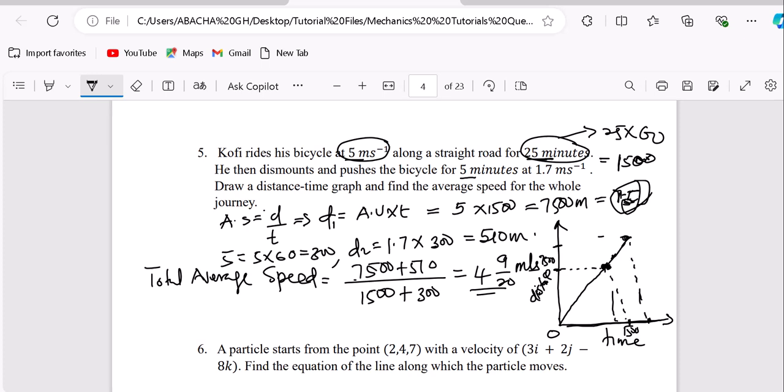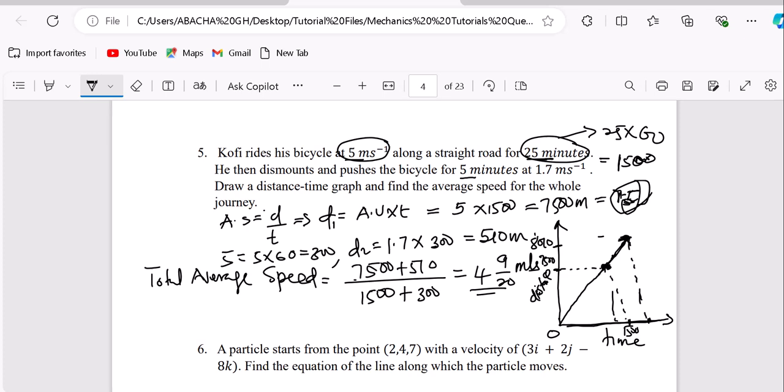But our interest is on this line here. So that is our graph, and you indicate 8010 like that, and you are good to go. So this is the graph that they said we should draw. That's a distance-time graph. It's just a straight line going up from the origin.